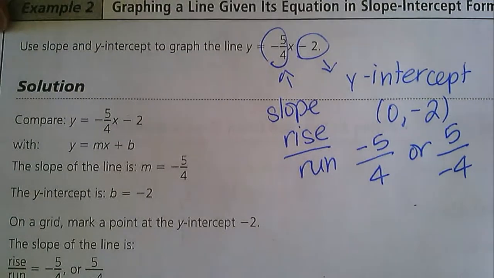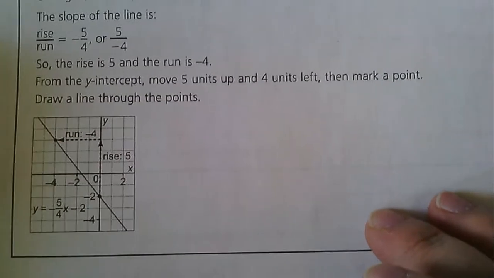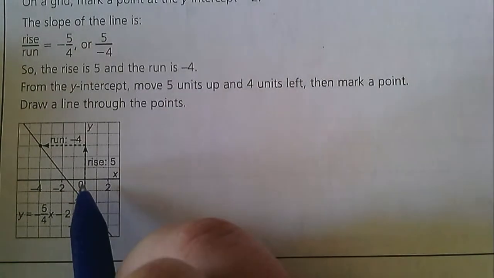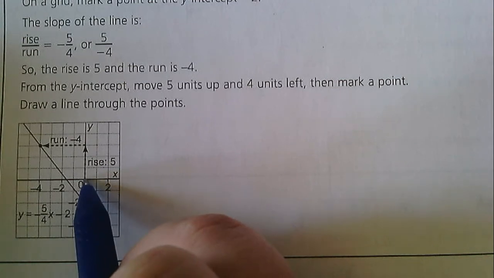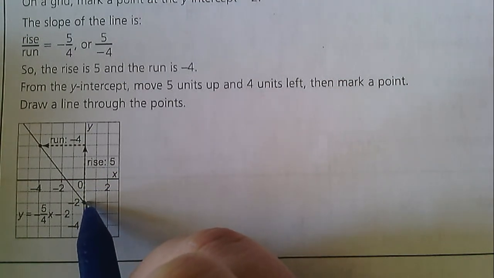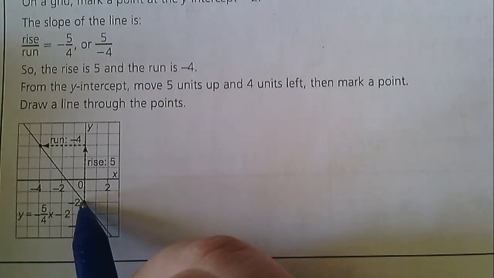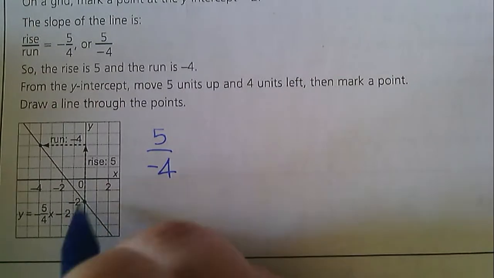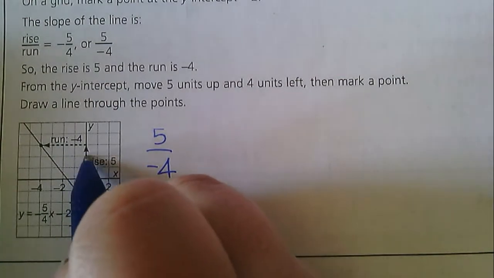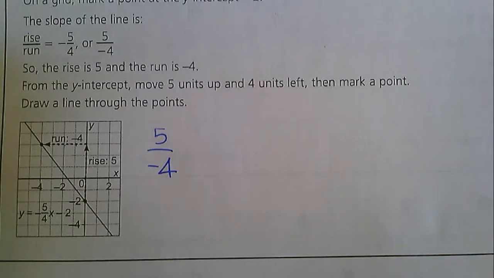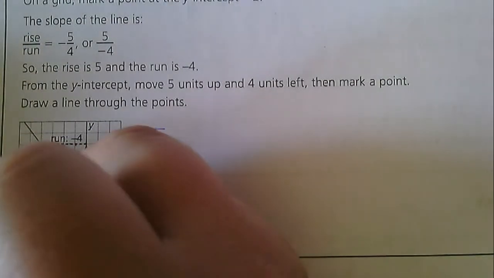So the example is done here at the bottom. I would always start by plotting my y-intercept first. And if you remember, my y-intercept was at -2. So I would go, okay, if my x is 0, y is -2. Okay, and then they wanted me to plot my slope. So in this case, if I'm going a +5 over a -4, I would go 1, 2, 3, 4, 5 up, and 1, 2, 3, 4 to the left, and then plot my point.